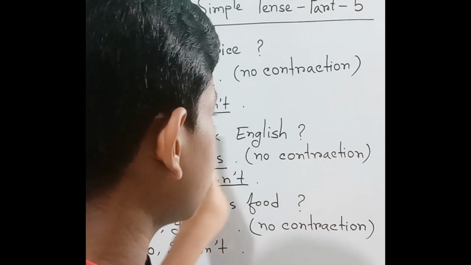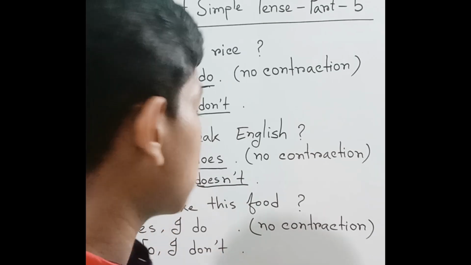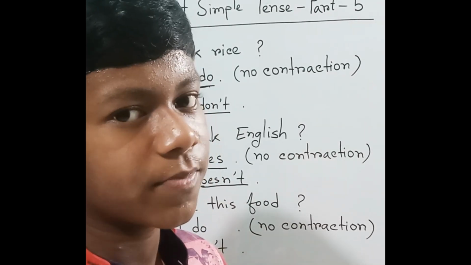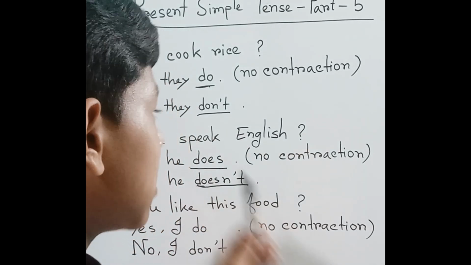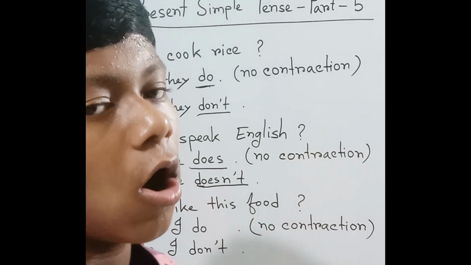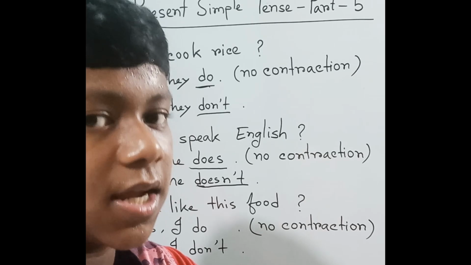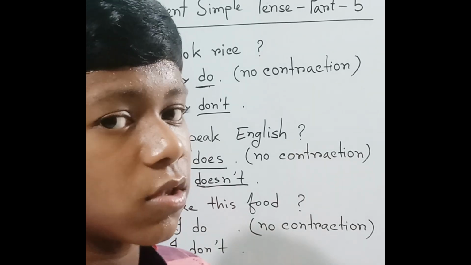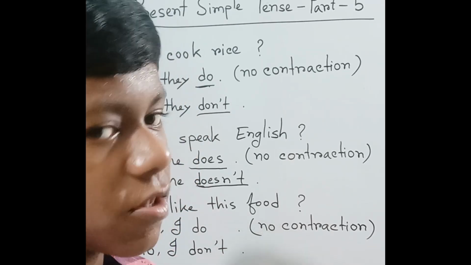That is, does he speak English? You can answer yes, he does, or no, he doesn't. Then the speakers will understand. If you want to answer positive, yes, he does, it indicates that the person speaks English. Or if you answer no, he doesn't, it gives a negative pattern. So the speaker will understand that no, he doesn't speak English.